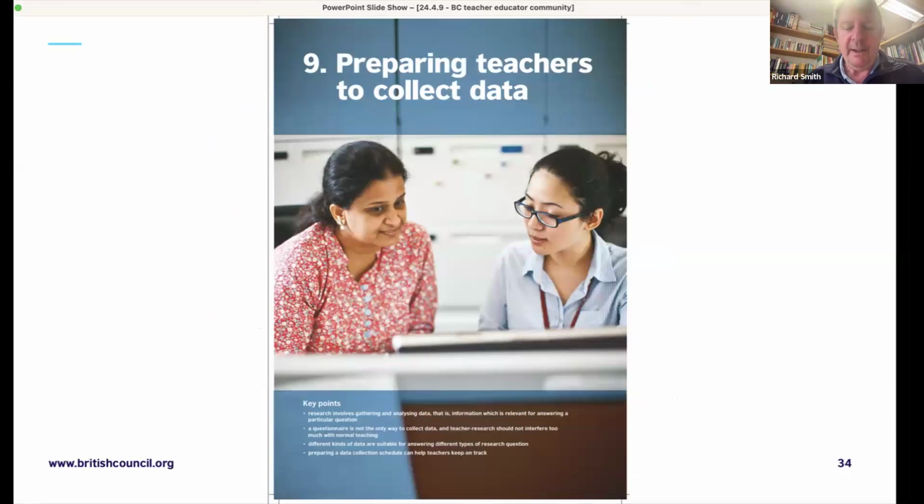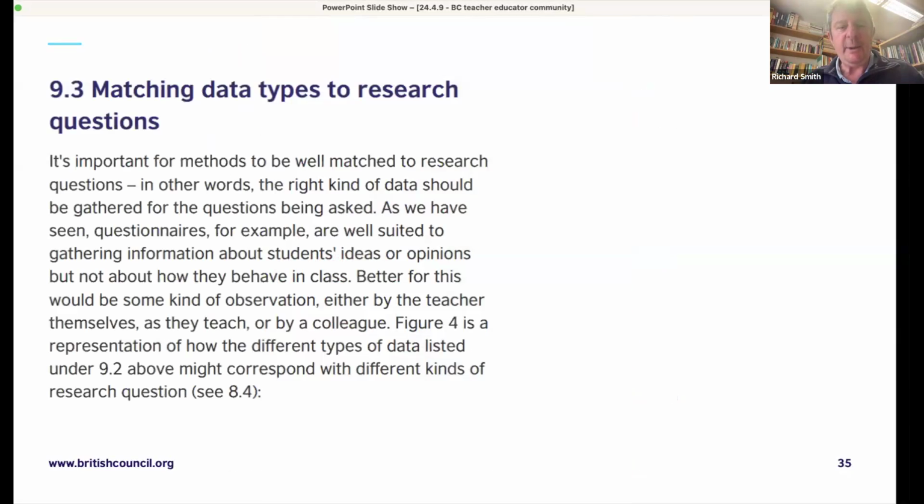Of course, the next chapter would be about, once you've established your research questions, helping teachers to find what kind of data to get. Data is another technical word that we do use because it's quite a useful word. Information to answer a question.